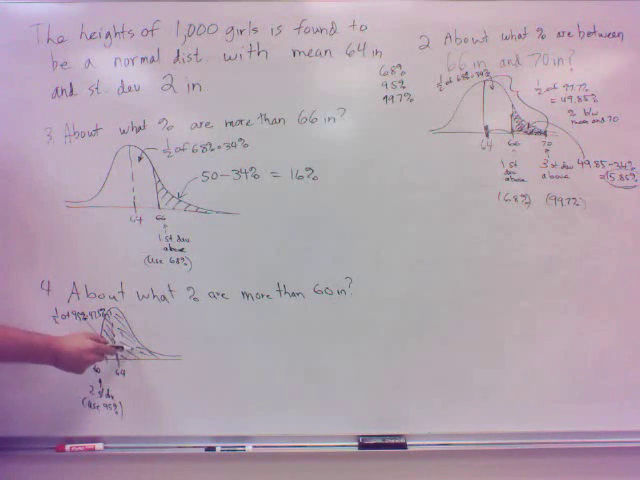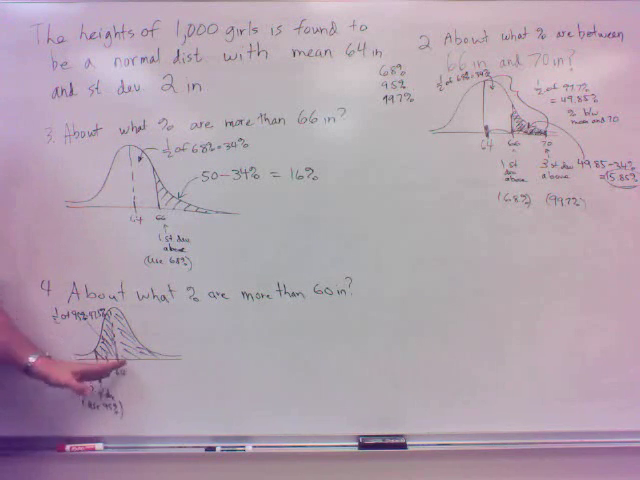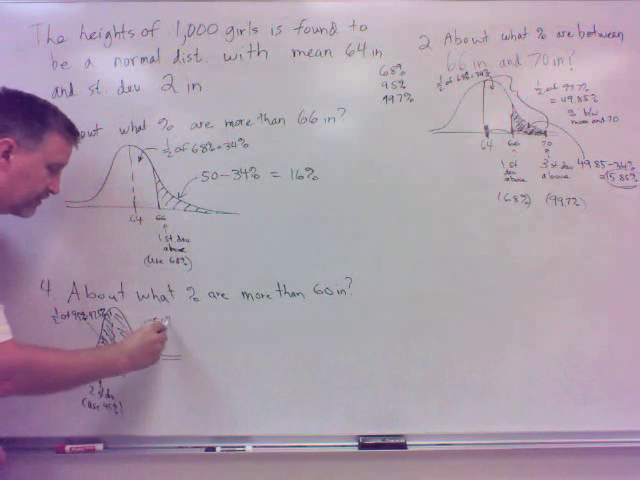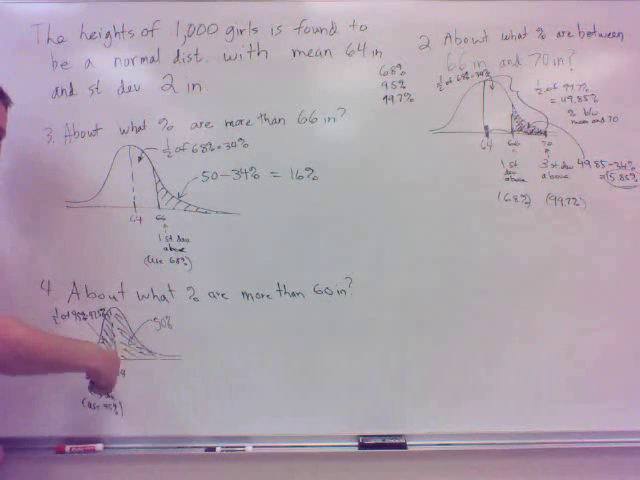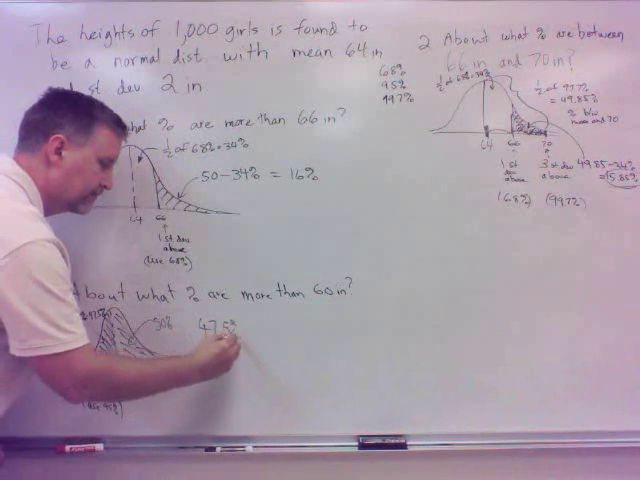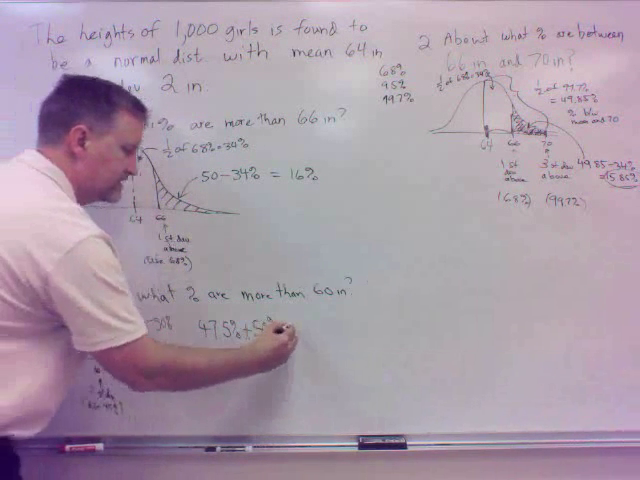I've got this other chunk out here. What is this other chunk? Well, the other chunk is from 64 on out. Isn't 64 the mean? And what do I know about the mean? Doesn't it split the graph in half? So wouldn't out here be 50%? So I've got 50% out here. So I've got 47.5 here, 50 here. So what's the total altogether? Add them together. 97.5.